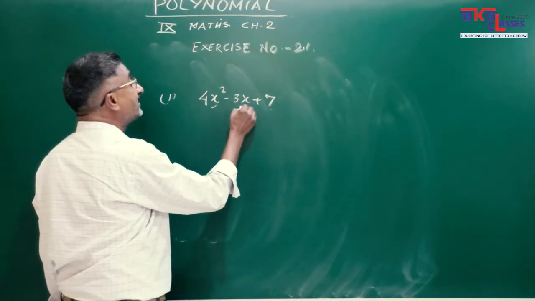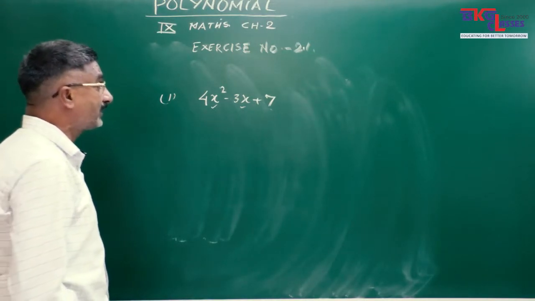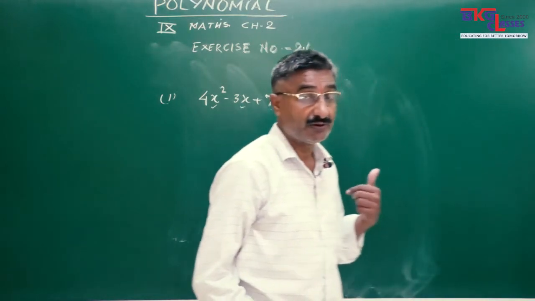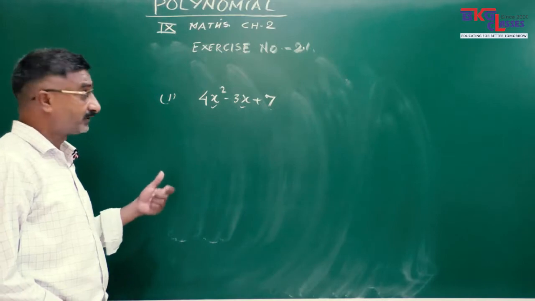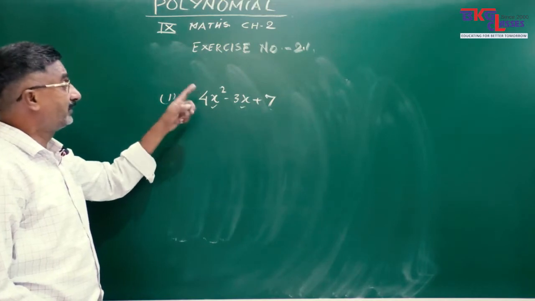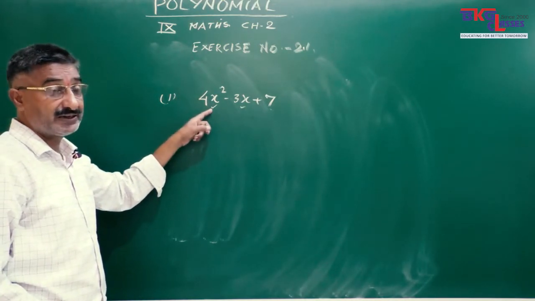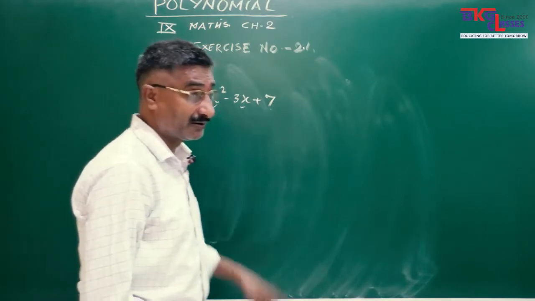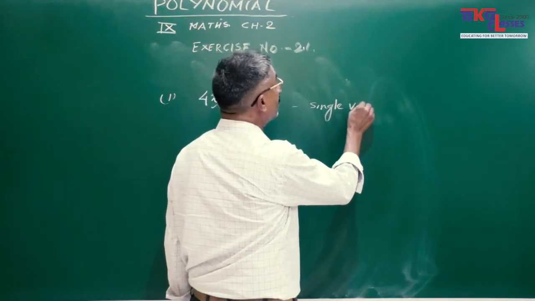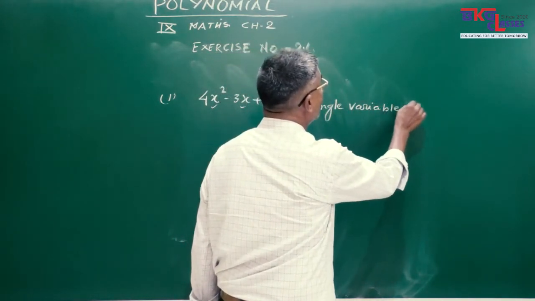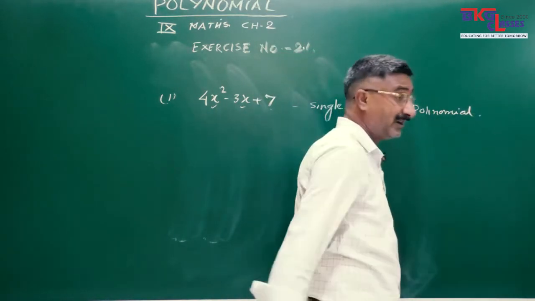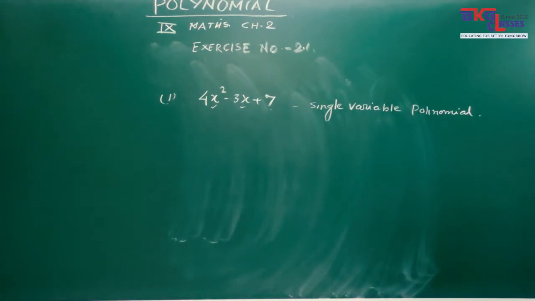The variable is x, so that is a single variable. Clear? The equation is a polynomial equation. There is no negative power in x or square root of x. So that's why this is a polynomial equation. This is a polynomial, and at the same time this is a single variable polynomial. Clear? It is having 3 terms. It is not being asked, but it is having 3 terms.